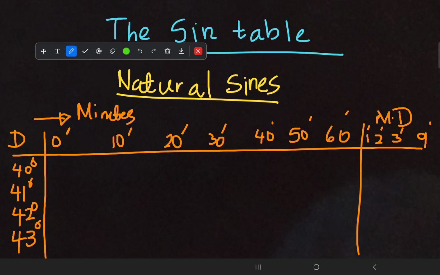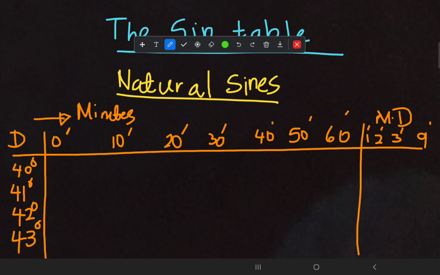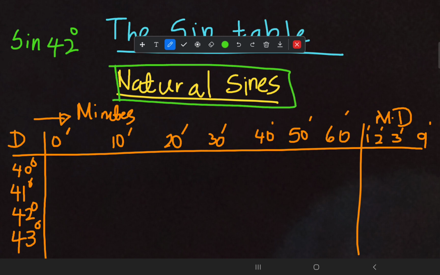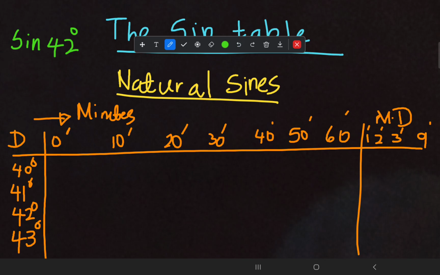In the sine table, when I ask you to find sine 42 degrees, this is our question. My question is to find sine 42 degrees. For that, first of all, you have to take the page which indicates sine, the natural sines. You should look at your sine table. Mostly students face these difficulties. They can't understand how to find natural sines.